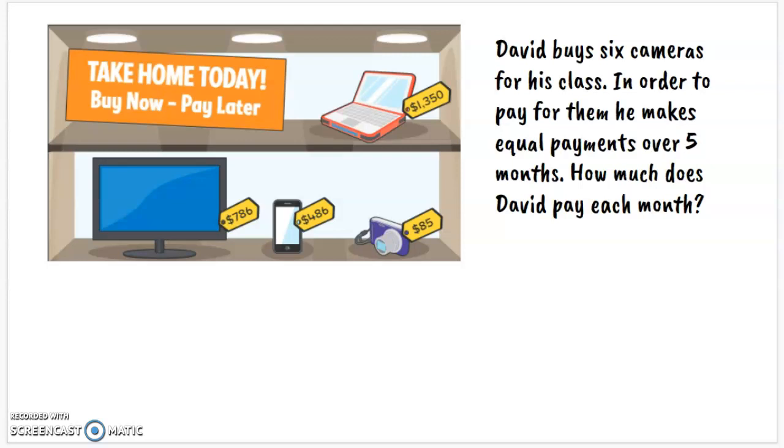Okay, this is the problem solving. David buys 6 cameras for his class. In order to pay for them, he makes equal payments over 5 months. How much does David pay each month? So you have to look for the camera. He buys 6 of them. So that'd be 85 times 6 to get the total amount, and then you would divide that amount by 5. Just put the answer right down there.